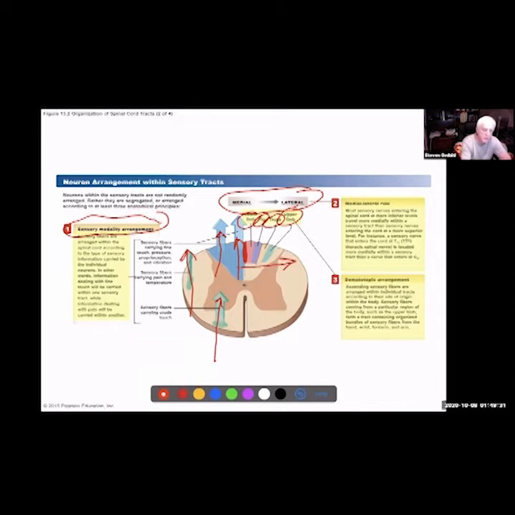The third rule is the somatotopic arrangement. That just says ascending fibers are arranged into individual tracts according to where they start in the body. So depending on where they start, they have their own separate tract as it comes up. So your neurons can be arranged by the sensation they're feeling, by the medial lateral rule, or by where they start from to get the impulse to the spinal cord. Those are the three ways nerves are grouped in transmitting sensory information.